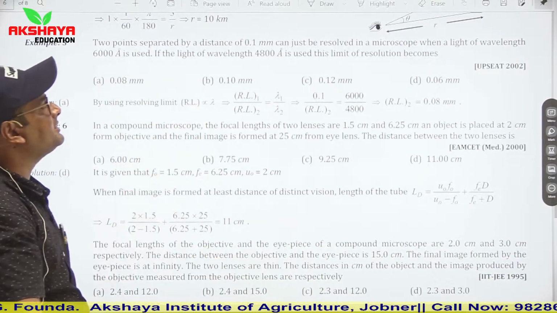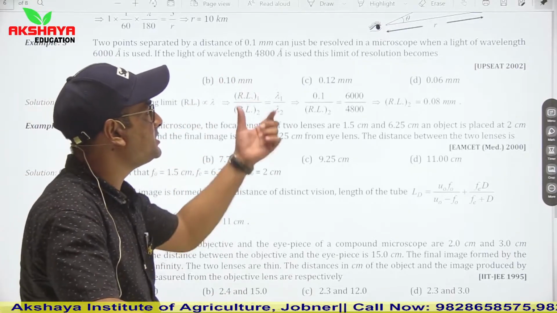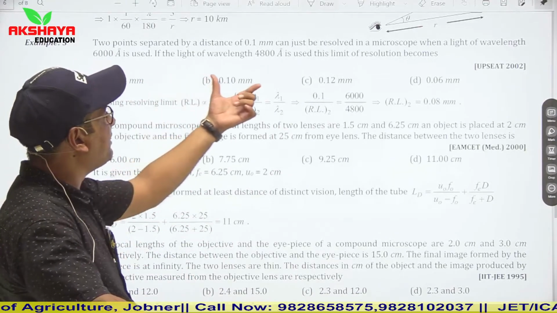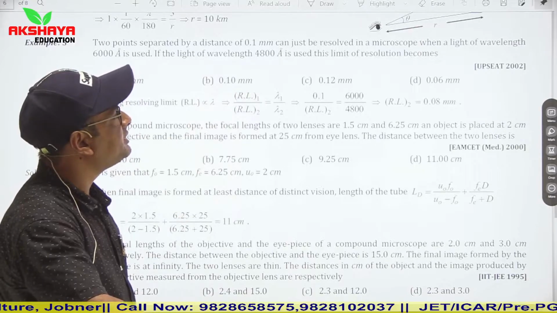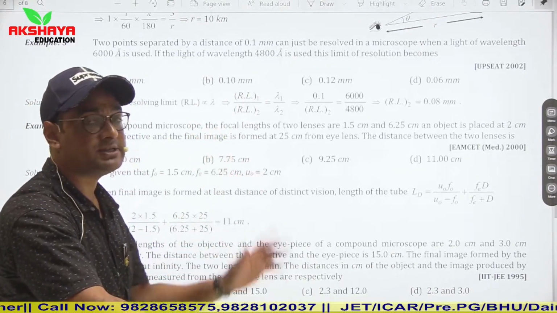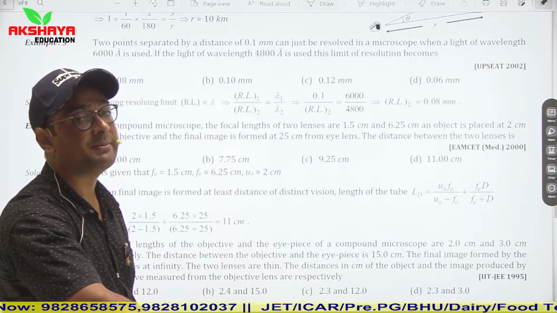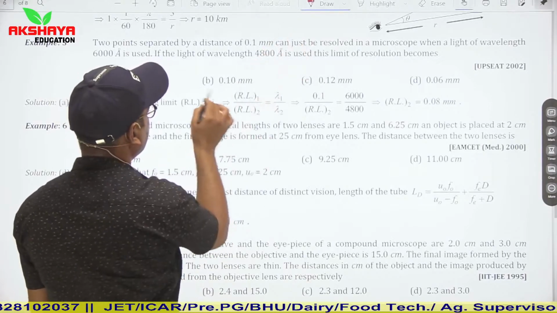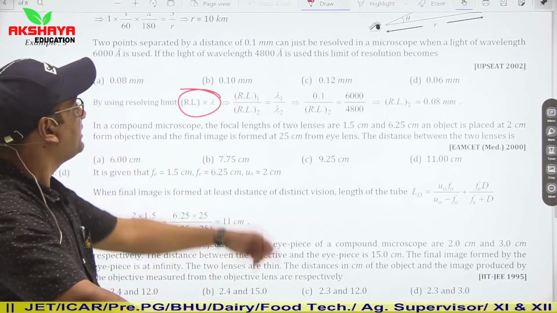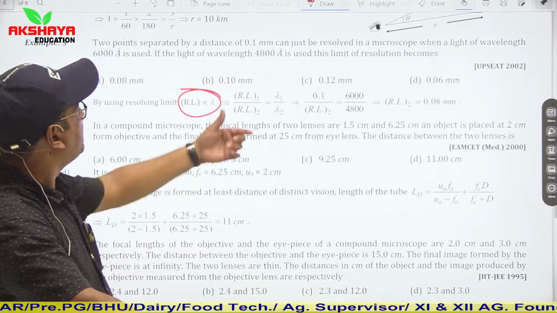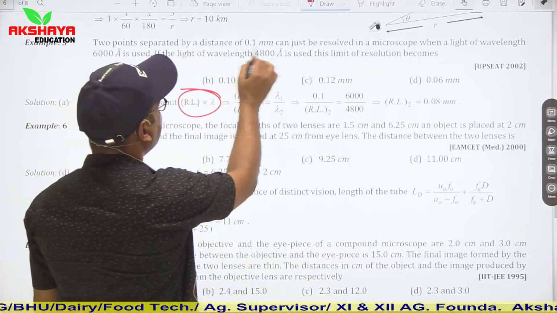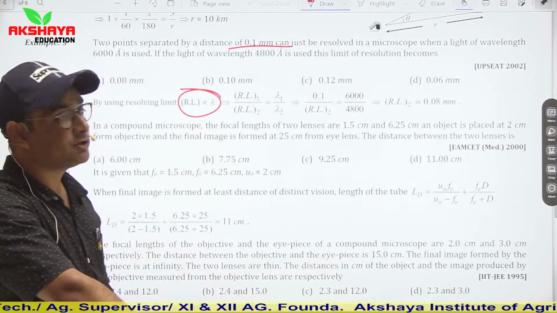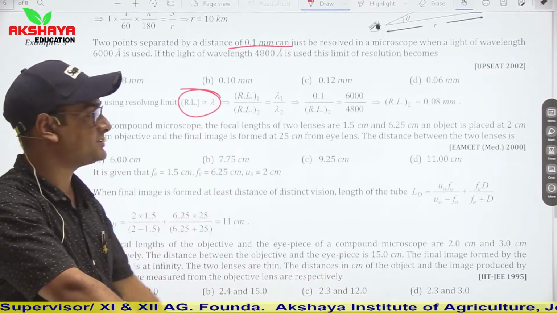Two points separated by a distance of 0.1 mm can just be resolved in a microscope when light of wavelength 6000 angstrom is used. If light of wavelength 4800 angstrom is used, what is the limit of resolution? We have clearly seen that in the case of a microscope or telescope, the resolving limit is proportional to lambda. Here two wavelengths are given and we have to find the resolving limit. In the first case it can be resolved up to 0.1 mm, and in the second case we have to calculate. So we can use this relation to find the resolving limit when the wavelength is changed.